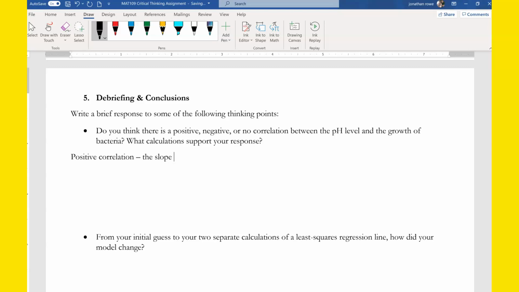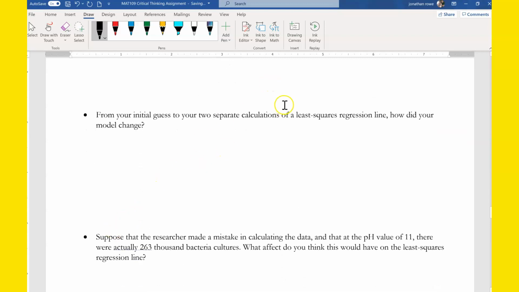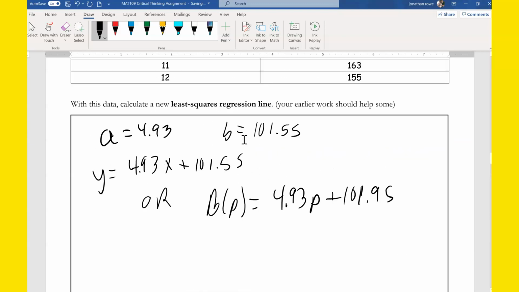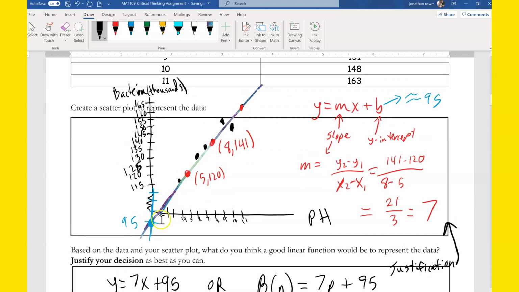The slope is positive. That's a good enough answer. The calculation that supports the response is that the slope, we calculated the slope to be positive. And a positive slope means that it is a positive correlation. So let me just show you on this line. Positive correlation means that as the pH increases, the number of bacteria growing in the dish or whatever it is increases as well.